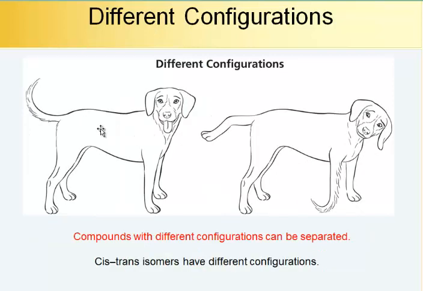However, if you have a dog in this configuration, and then you take it and switch it so that the leg is in the tail's place and the tail is in the leg place, then what you have here is a different configuration. These are what we're looking for here. Cis-trans isomers have different configurations. They've put the tail in a different spot.